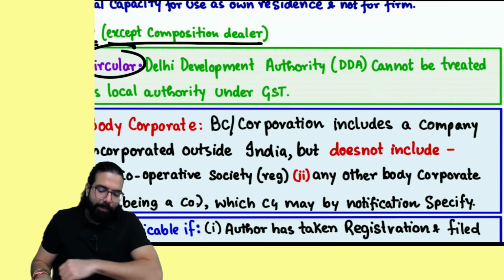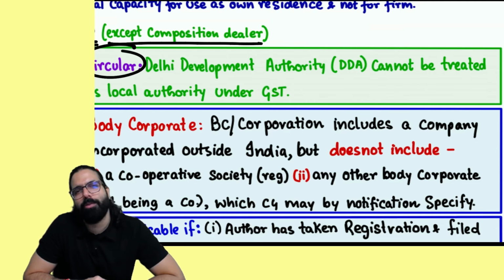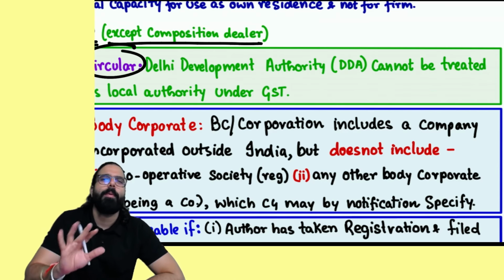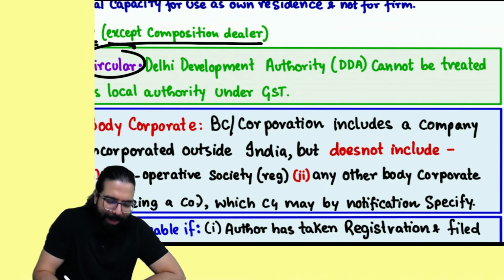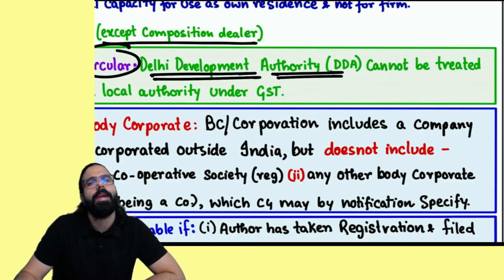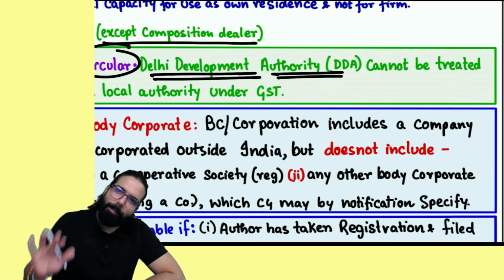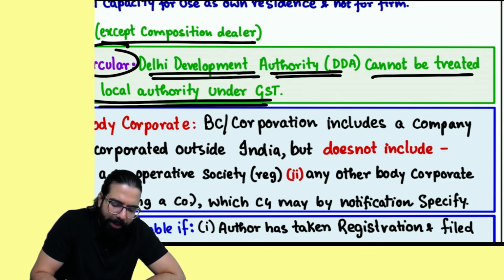And hence they clarified one thing. One small question came in front of the GST Council whether Delhi Development Authority is a local authority. They said no. Municipalities and panchayats are local authorities. Delhi Development Authorities never fall within the definition of local authority. They are formed by the central government, but they are not local authorities. They cannot be treated as local authorities under GST.